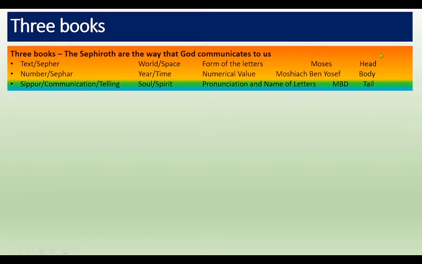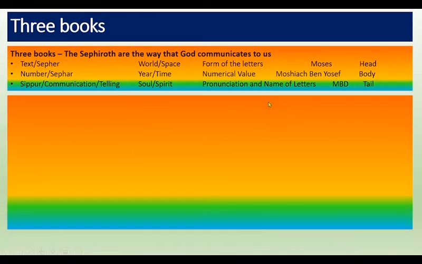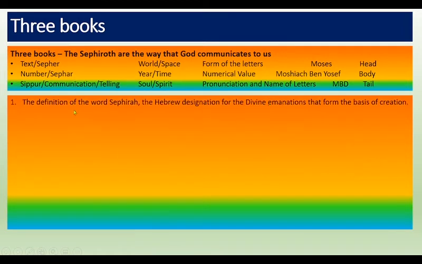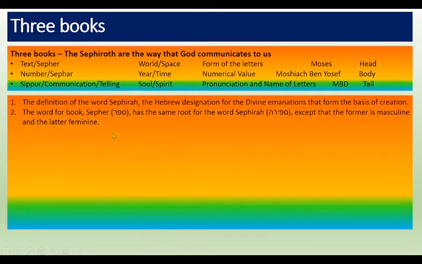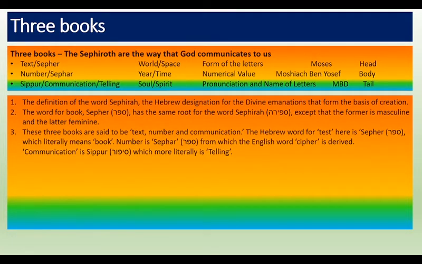In the Vav, for example, that would be the upper Yod, that would be the Vav, and then that would be the lower Yod. Okay. The definition of the word Sphera, a Hebrew designation of the divine emanations that form the basis of creation. So, the word for book, Sefer, has the same root as the word Sphera, except that the former is masculine, the latter feminine. Okay, Sphera is feminine.